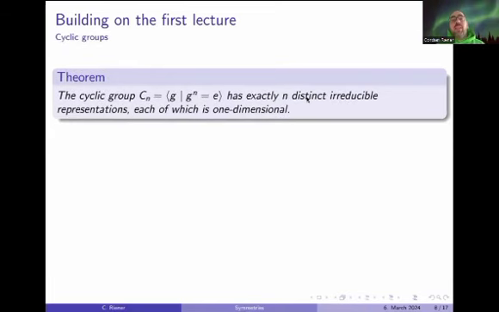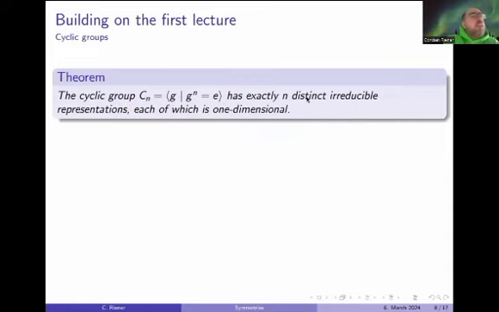Okay, now let's look at the cyclic group. Remember, the cyclic group is a group that is given by one element, which has the property that if I take it to the power n, I get back the identity in the group. So this has exactly n distinct irreducible representations. Each of them is one-dimensional. We saw in the previous theorem that they have to be one-dimensional because it's an abelian group.